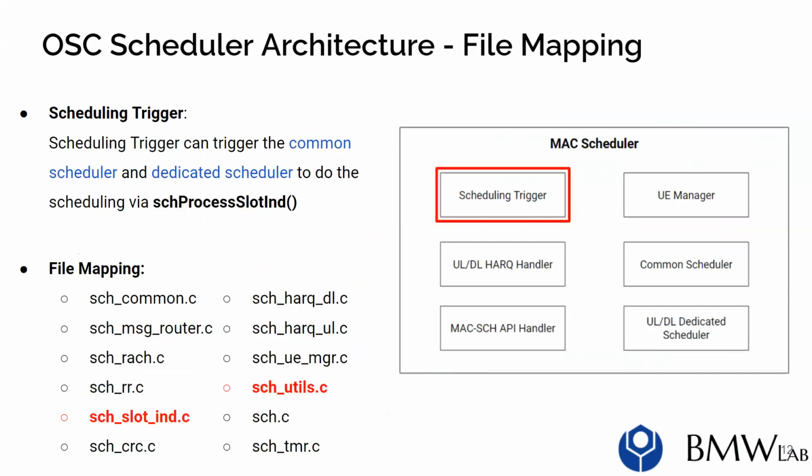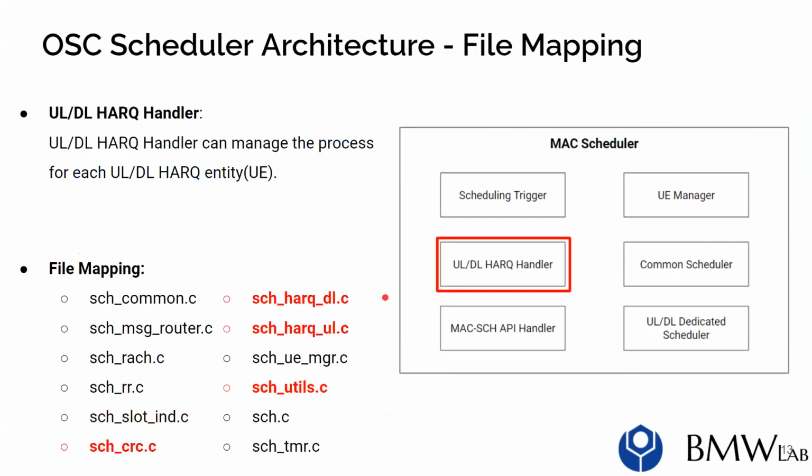And how does the scheduling trigger do that? It can call a function called schedule process slot indication, and I will explain it maybe later. Okay, and the file mapping is that this component maps to the slot indication and also the scheduler utilities, these two files. And another component is the uplink and downlink HARQ handler.